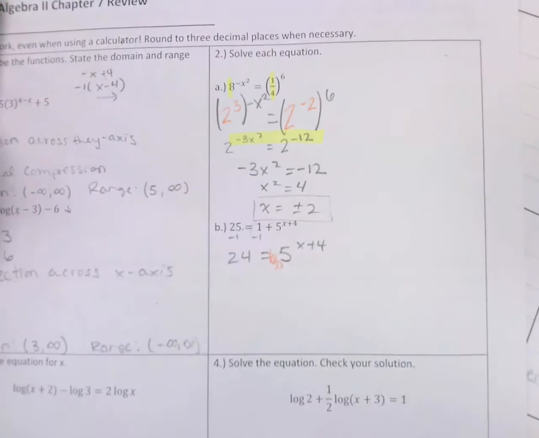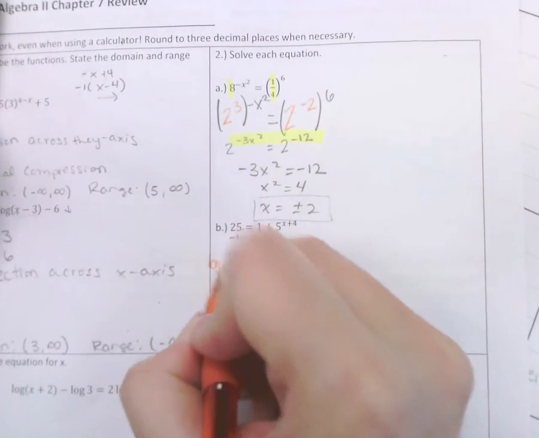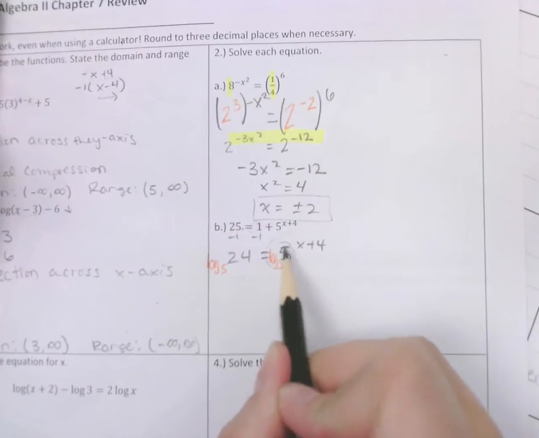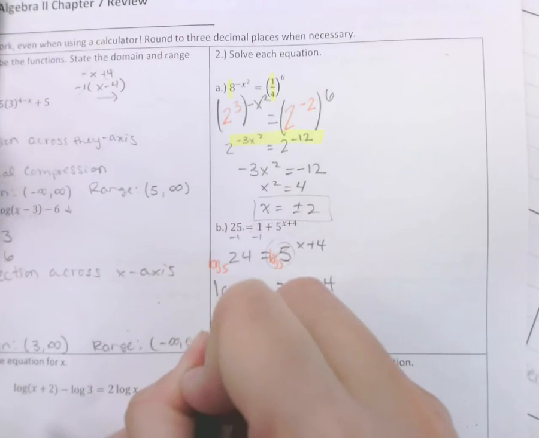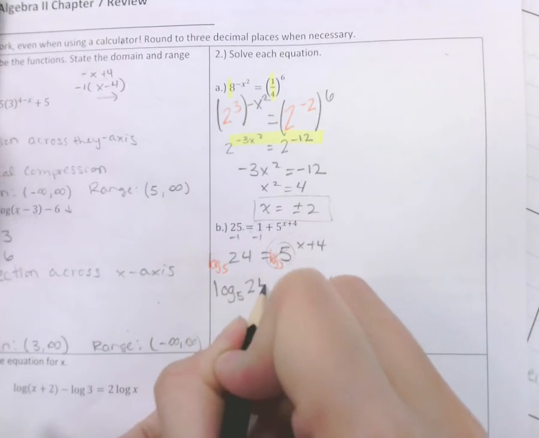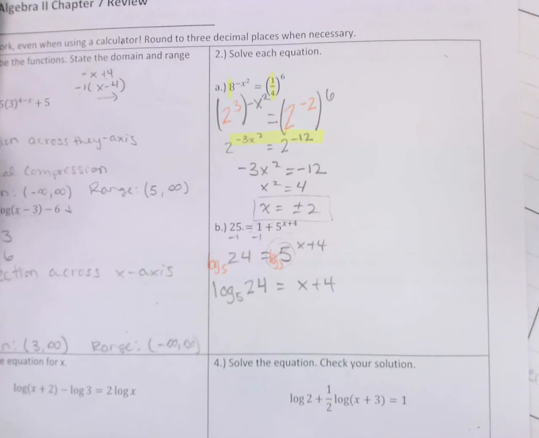So we're going to use a log base 5, and these will cancel, and I get just x plus 4 over here, and that's going to be equal to log base 5 of 24. So if that was like a 6, you'd use a log base 6. If it was a 10, you'd use a log base 10.